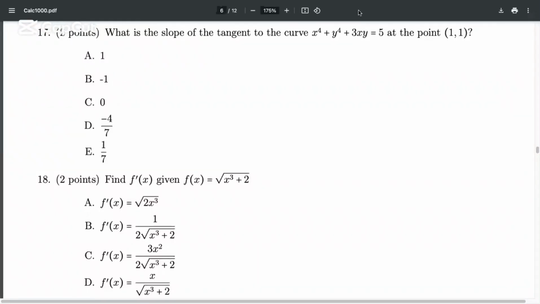Finding the slope of a tangent line for an implicit equation. Let's solve x to the power of 4 plus y to the power of 4 plus 3xy equals 5 at (1, 1) using implicit differentiation step by step. So we start by taking the derivative of this.